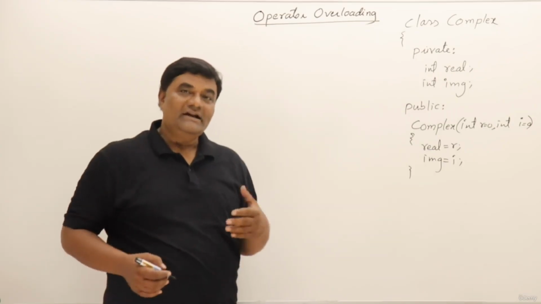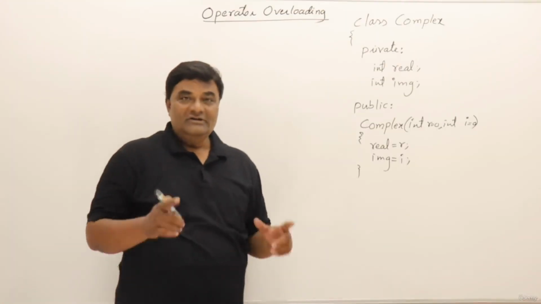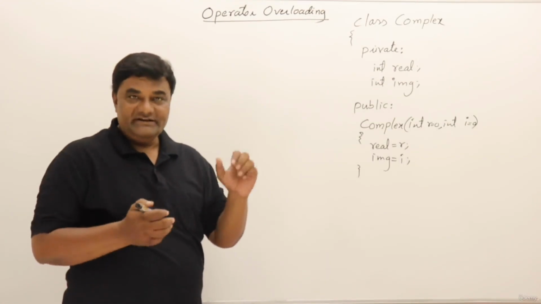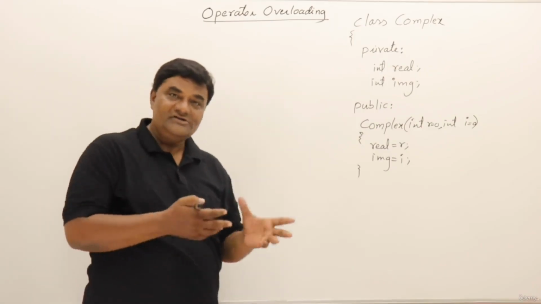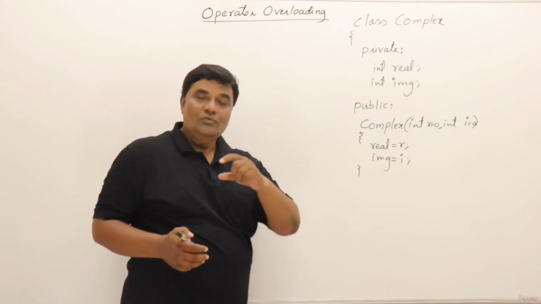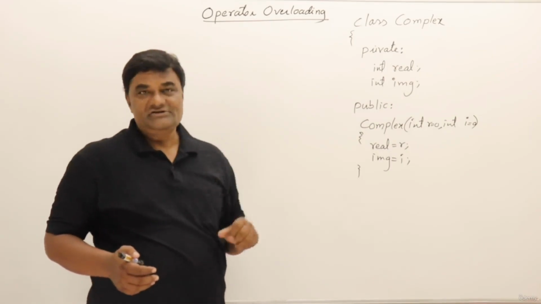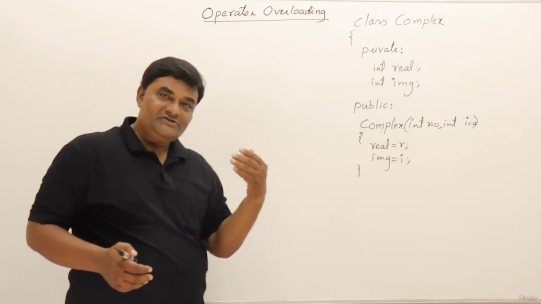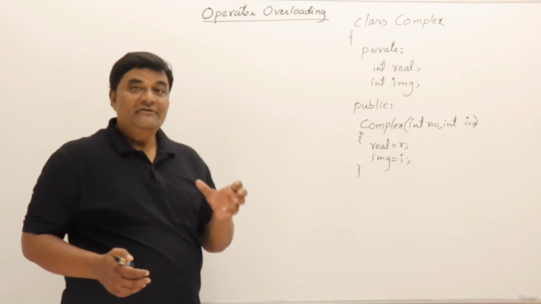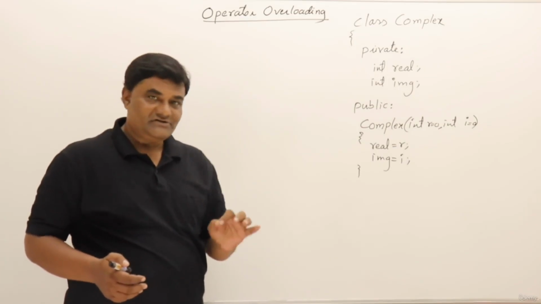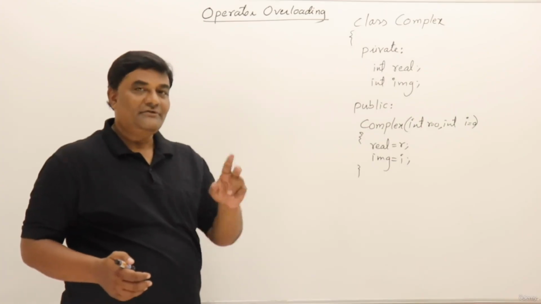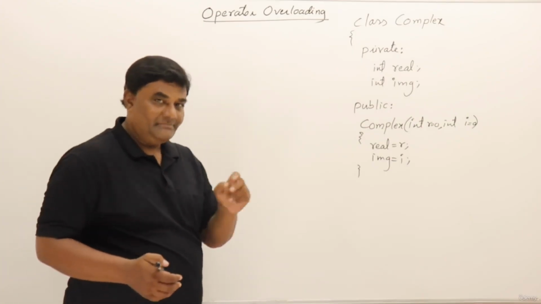Now let us overload the addition operator. For learning operator overloading, we have to learn two things. First is how to write a function, and the second thing is what should be the signature of the function. The signature of the function I will show you afterwards. First, let us see how to write a function. I will write one function for adding two complex numbers.